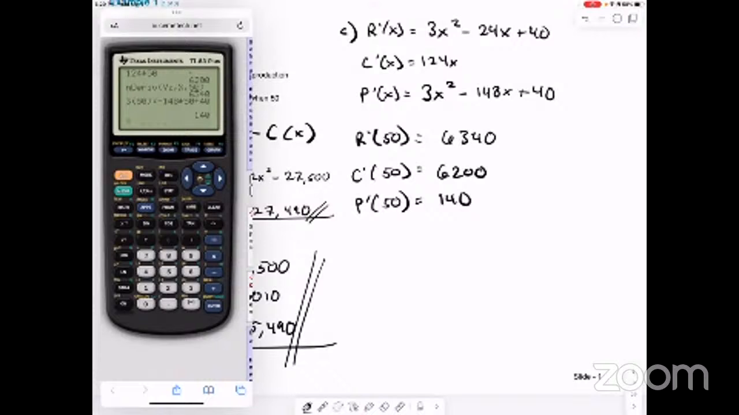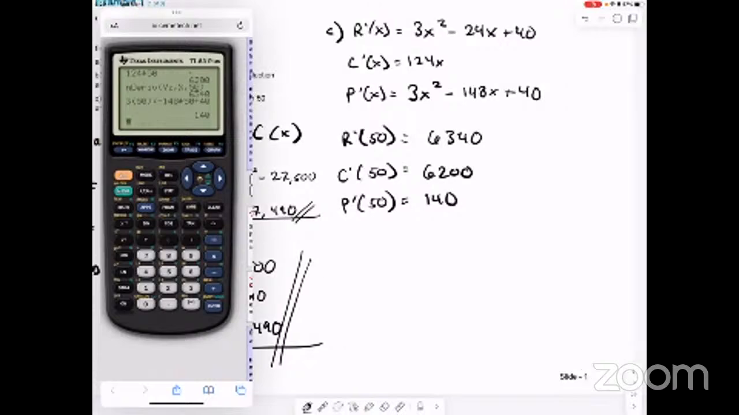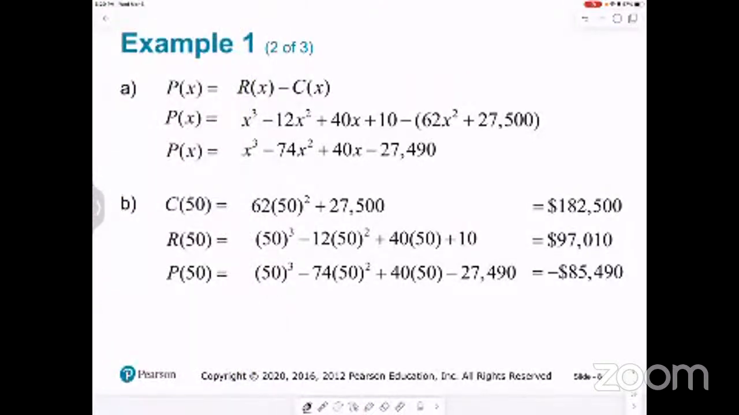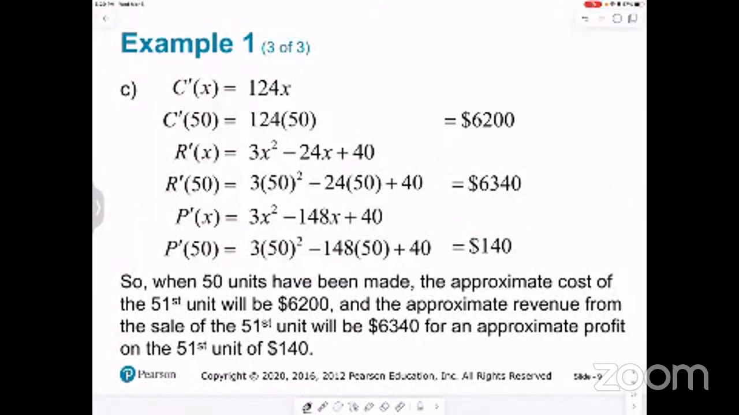Okay. So I think what it's saying is that if we produce and sell the next item, the revenue generated from the sale of the 51st item should be 6340. Let me look at it here. Okay, so we got A and B, and when 50 units have been made, the approximate cost of the 51st item will be 6,200, right?